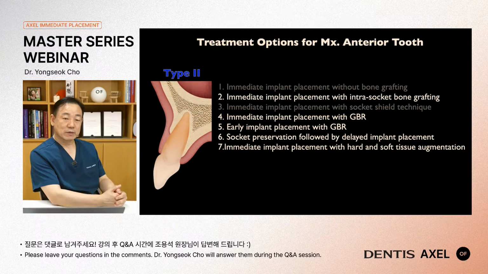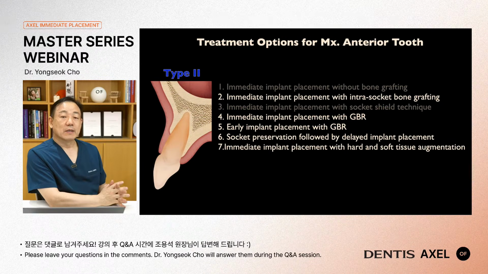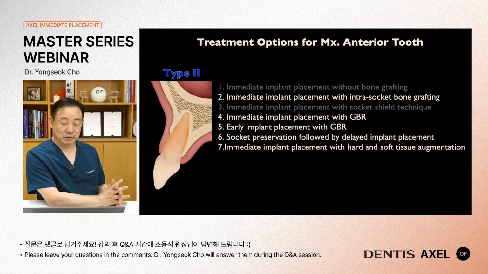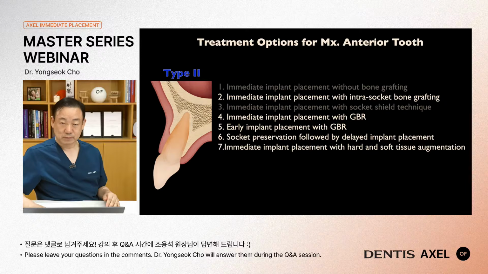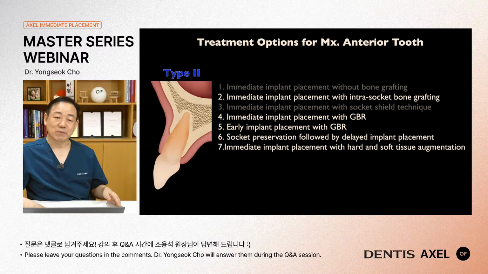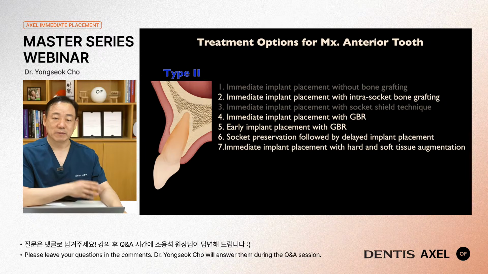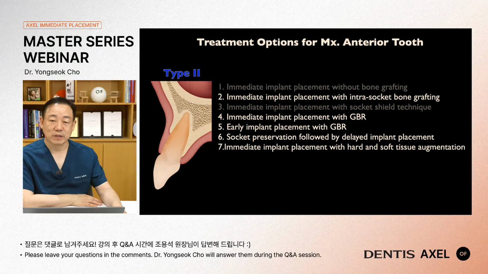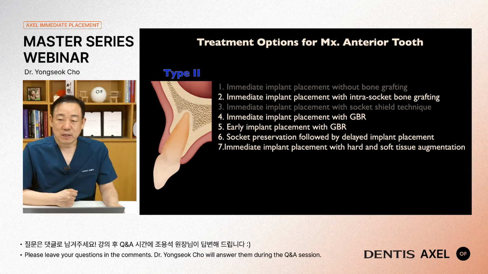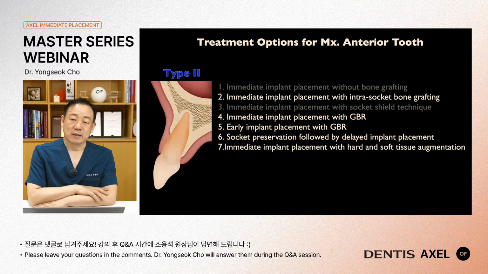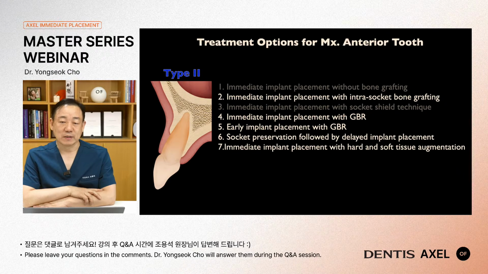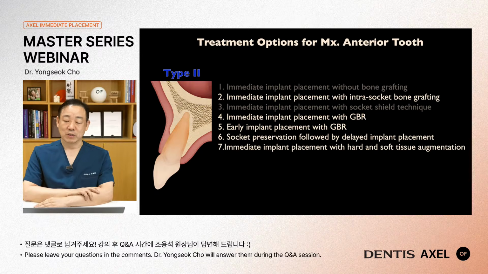Then let's move to the type 2 extraction socket, which lost labial bone. In such a type 2 extraction socket, there are several available options. One is immediate implant placement with intra-socket bone grafting, or GBR, early implant with GBR, socket preservation followed by delayed implant, or immediate implant with hard and soft tissue augmentation.